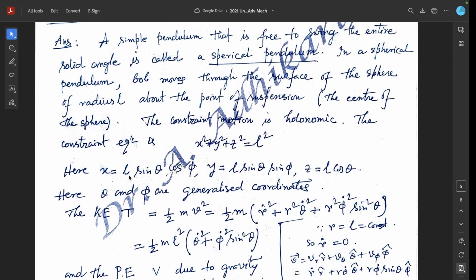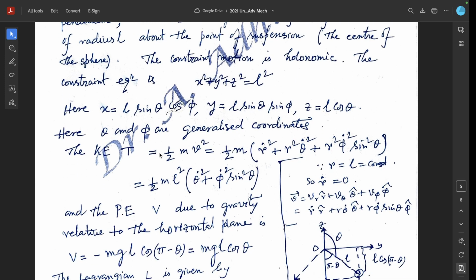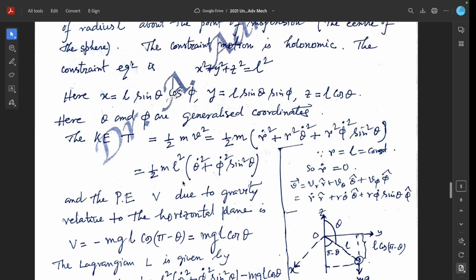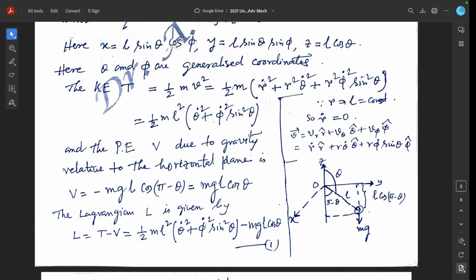Here x = L sin θ cos φ, y = L sin θ sin φ, z = L cos θ. Here L is constant, and θ and φ are the generalized coordinates. The kinetic energy T = ½mv², so this is ½m(ṙ² + r²θ̇² + r²φ̇² sin²θ), which equals ½mL²(θ̇² + φ̇² sin²θ), since r is constant.